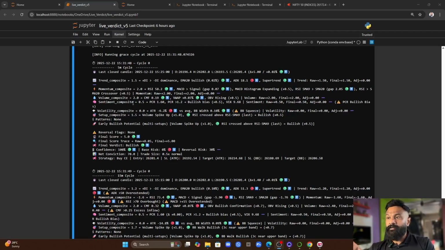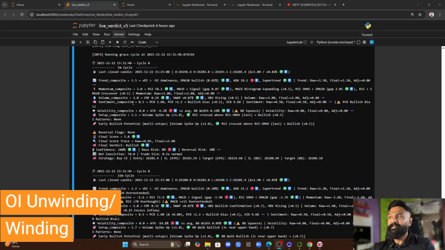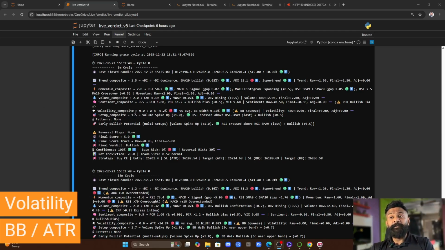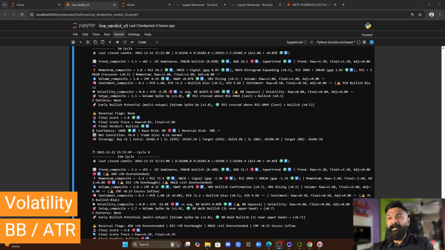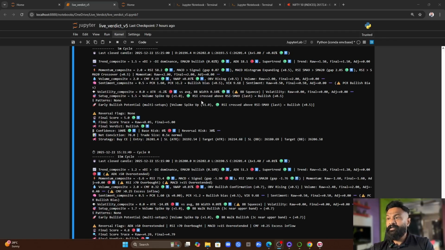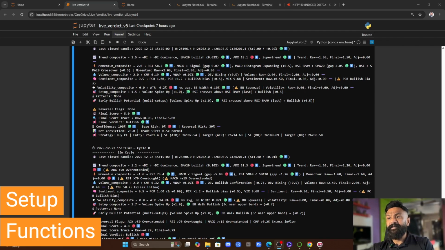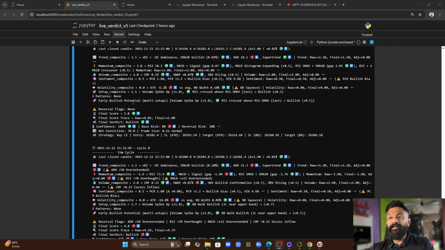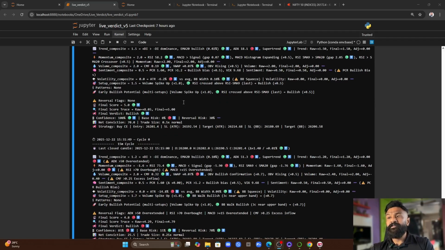So what we are doing here is I am fetching the open interest data for puts and calls, and accordingly we get to know whether the calls are being written or the puts are being written, or they are unwinding or winding. Then the volatility composite, this is new here, and then there are setup conditions. These are also coded in Python, and I see whether the setup is being formed whenever the conditions are triggered. I see it here. Then early bullish potential. This is also like a setup.